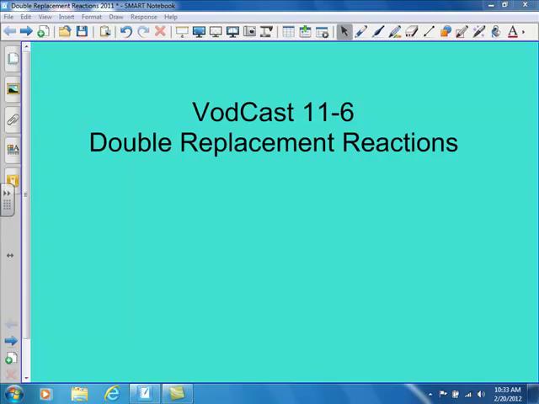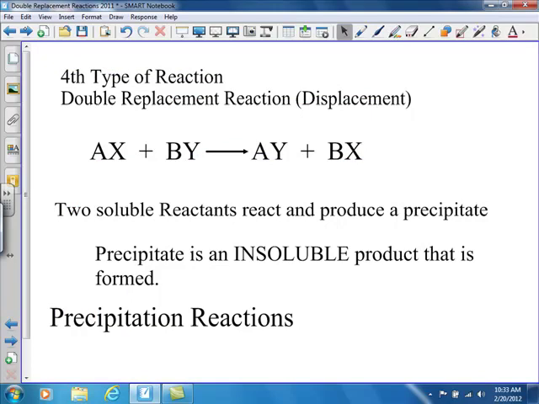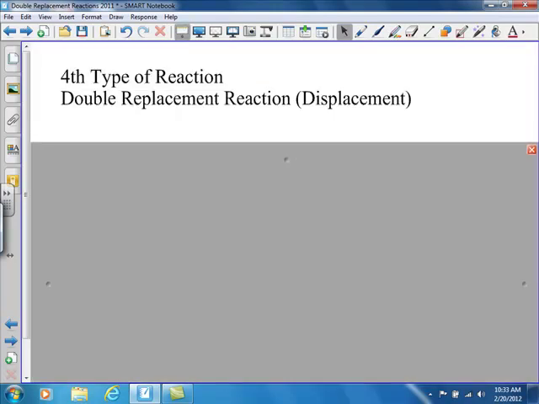Okay? So, in a double replacement reaction, first of all, we'll define it. It's our fourth type of reaction. So, if you recall, I said there's 5 types. We have basically one more type to go through after this.